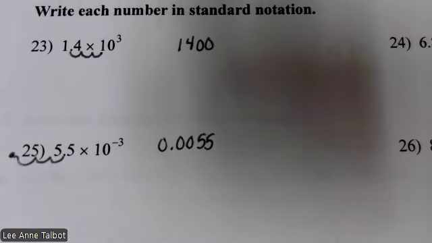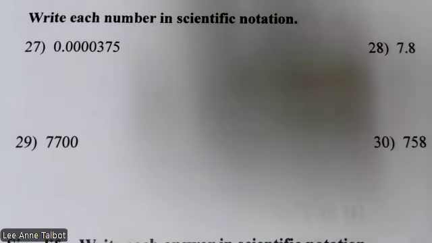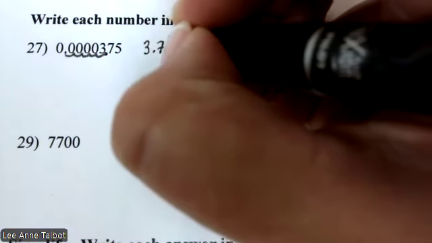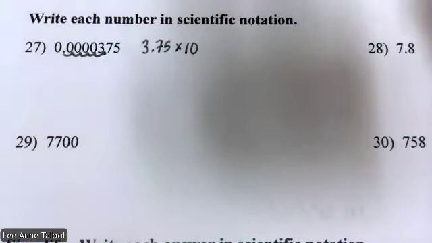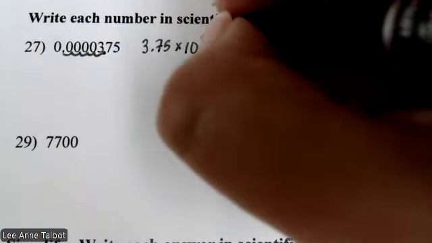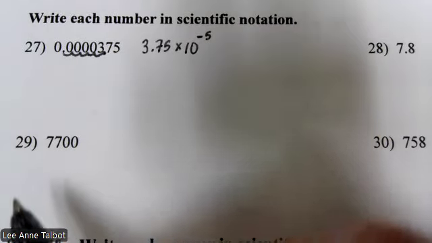Okay, move down to 27 and 29. Okay, where do I want to move the decimal point? Between what 2 numbers? 3 and 7. 1, 2, 3, 4, 5. Okay, now here's the big question. Is it 5 or negative 5? Negative 5. Because this is a really little number and you're making it bigger.